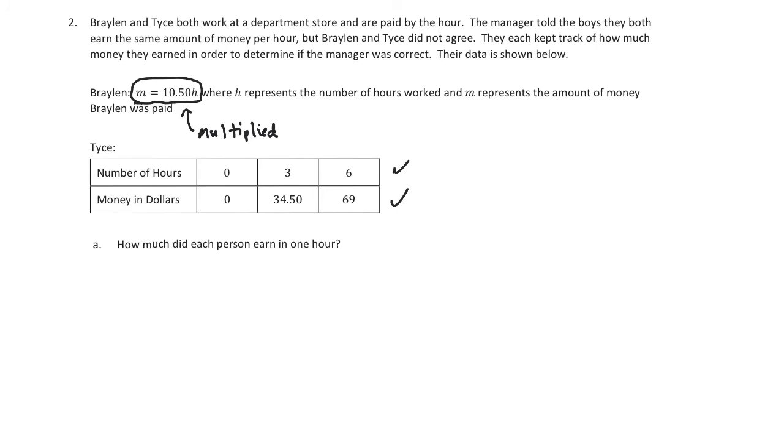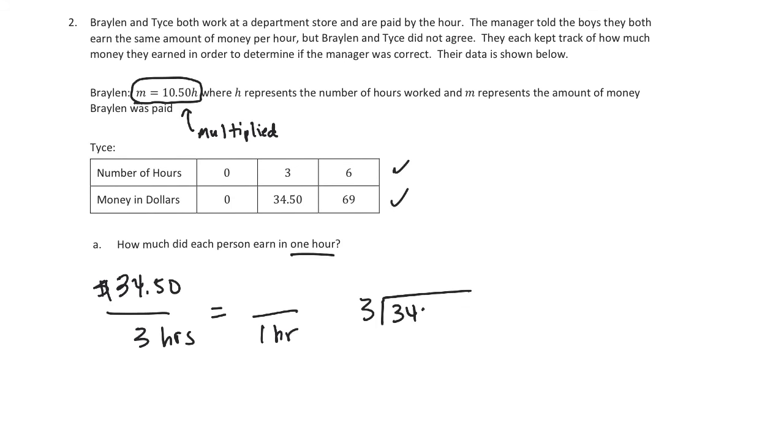So I think Tice is the easiest one to work with because we're trying to get to 1 hour. If he's getting paid $34.50 for 3 hours, all we need to do to figure out how much he gets in 1 hour is divide 3 into $34.50. So I could do that pretty quick in here. Remember, keep track of the decimal place, and I'll put it in the same position here.